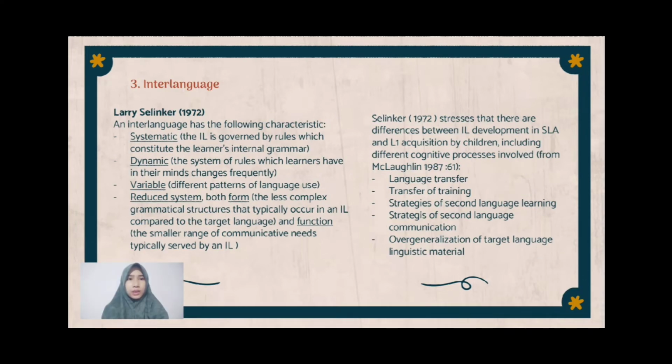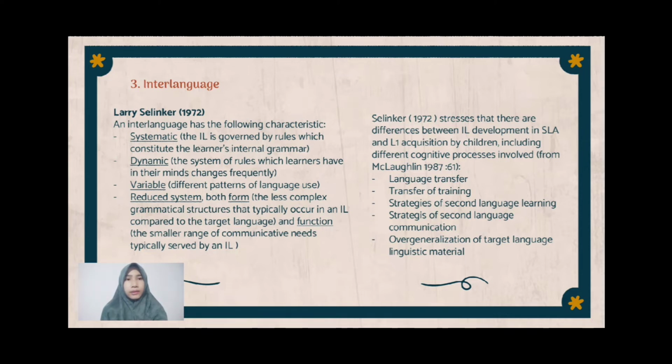Interlanguage describes the stage at which a learner's language is transitioning to the target L2. As you can see on the slide, an interlanguage has traits like systemic, dynamic, variable, and reduced system. Selinker 1972 further emphasizes that there are distinctions between L1 development in SLA and L1 acquisition by children, including several cognitive processes. First, L1 to L2 language transfer.